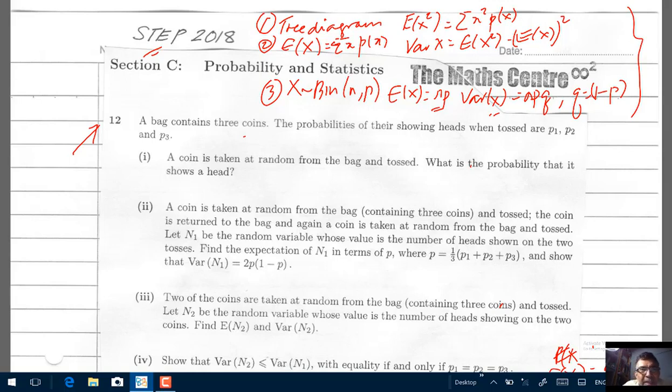Now, as you get to the later parts of the question, there will be some intensive algebra, but let's see how we can keep that to a minimum.